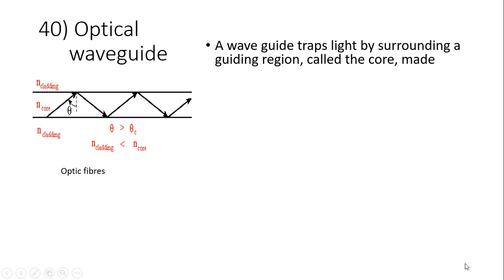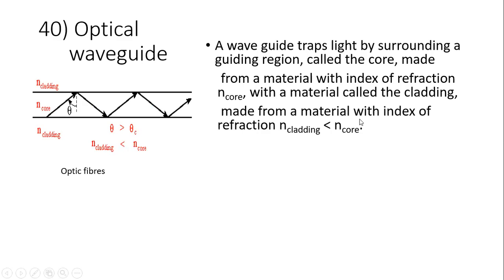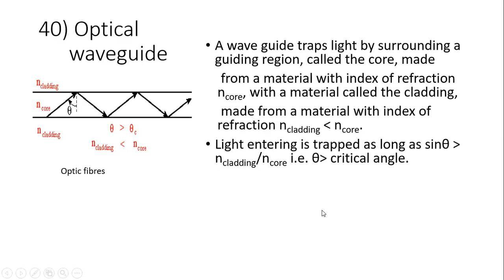So a waveguide traps light by surrounding a guiding region. There's a guiding region called the core. That's the core of the optic fiber, made from material with a refractive index n core, surrounded by material called cladding, made from material with a refractive index n cladding. Right? The refractive index of the cladding is less than the refractive index of the core. That's the important thing. We want total internal reflection to occur. So the light entering is trapped, right?